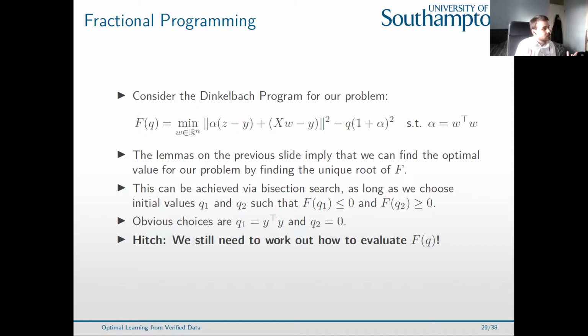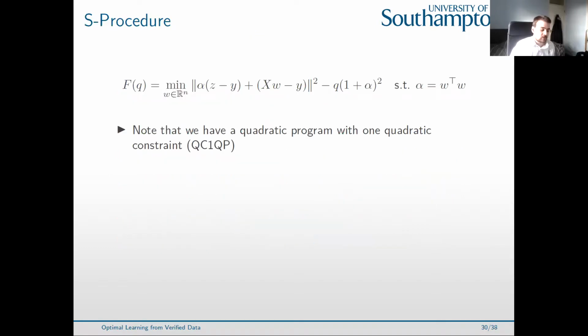Great, we're done, right? The problem here is that F(Q) is still kind of hard to evaluate, even though it's quadratic. It's got a quadratic equality in it, and it might not necessarily be convex because of this minus (Q plus 1 plus alpha squared) term. So there are still a lot of problems here. But again, we can use a very familiar technique for those in control theory, which is the S procedure. As I said before, this is simply a quadratic program with a single quadratic constraint.